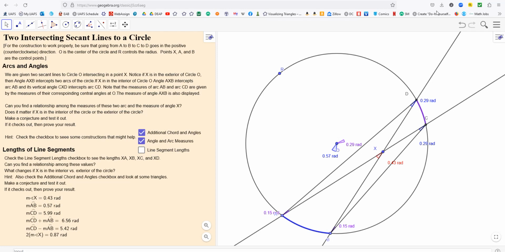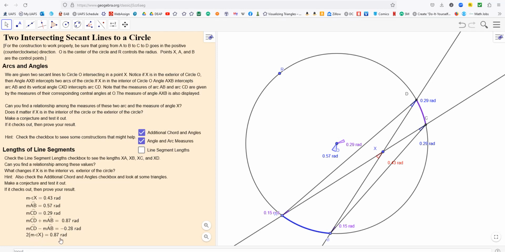Okay, I've got to fix that. Sorry. Okay, now we got it fixed. So arc CD is the 0.29 radians. Here I've added those two together, AB and CD, 0.87. I've subtracted them. In this case, that's a negative number because this one is bigger down here. But if we subtracted the other way, it would be 0.28.